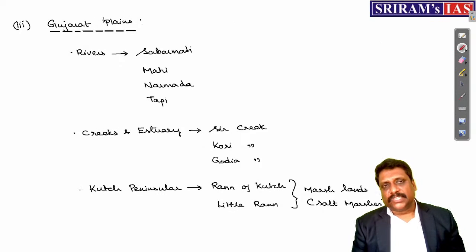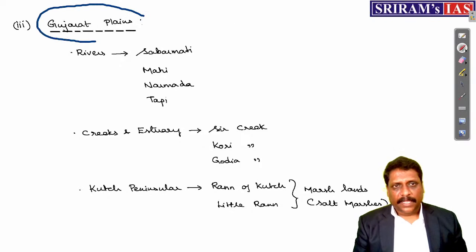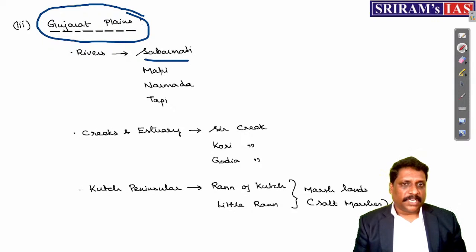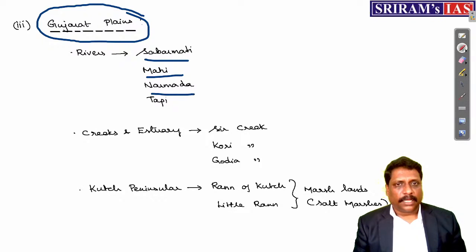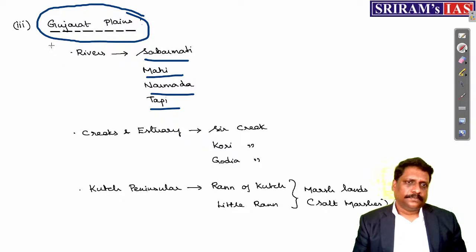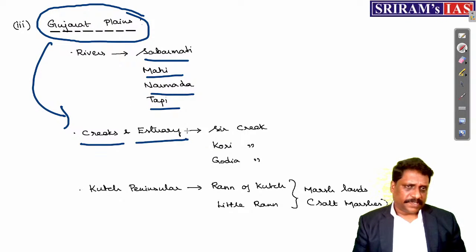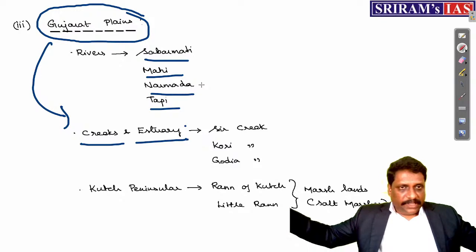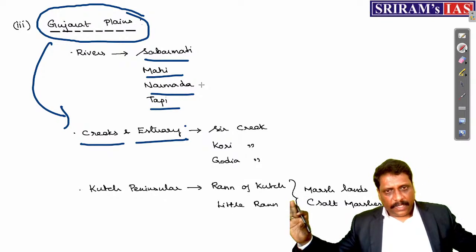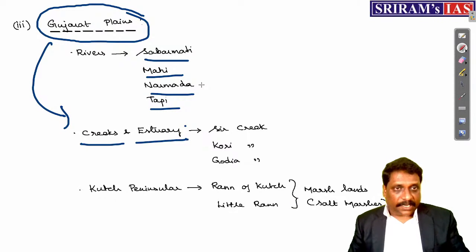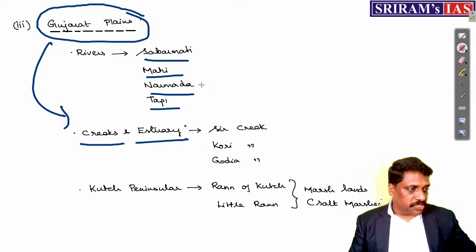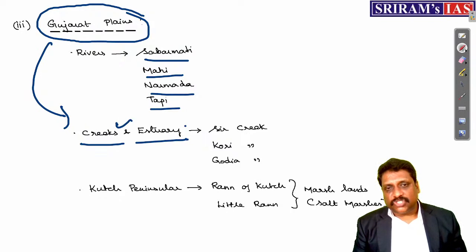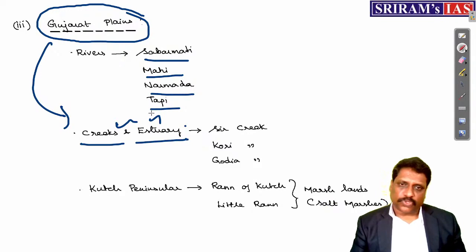And the last plains, Gujarat Plains. Some of the rivers which have facilitated the formation of Gujarat Plains are rivers like Sabarmati, Mahi, Narmada, and Tapi. Gujarat has plenty of creeks. I know the fact that Gujarat coast is the lengthiest coastline in entire India. But what exactly facilitates that longer coastline is the presence of Gulf and Peninsula. Apart from that, the presence of creeks and estuaries also extends the length of the coastline.